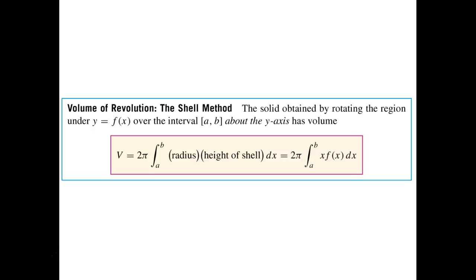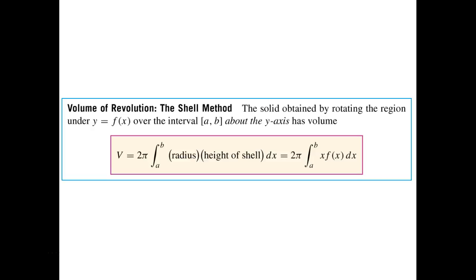The solid obtained by rotating the region under y equals f of x over an interval from a to b about the y-axis, and you're using a dx then, so now the dx is forming shells, not disks. Shells, not disks. So the volume is 2 pi times the radius, that's the circumference, times the height of the shell, f of x, and the thickness of the shell is your dx. Integrating from a to b.